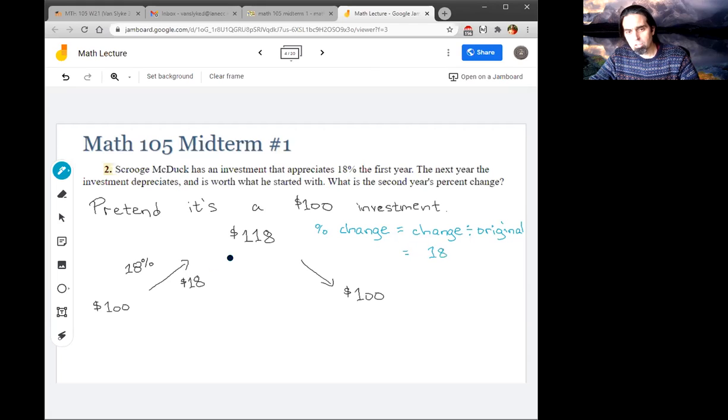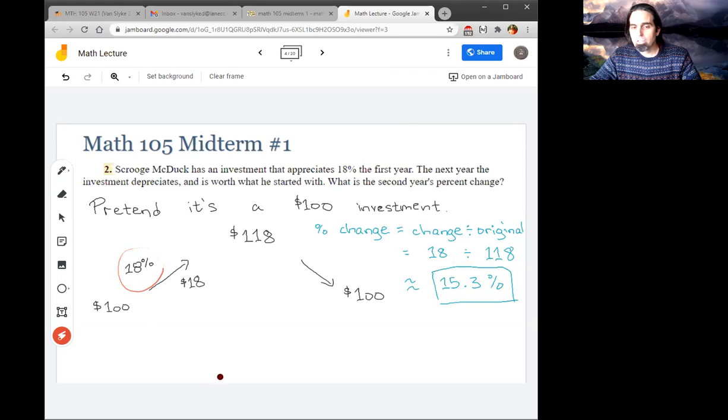So the 18 is the change, same amount down as up, but now we're dividing it by 118. And whatever that happens to be. About 15, 15.3, something like that. How you round it is not the point of the problem. Does it make sense that the second change is less than the first change?